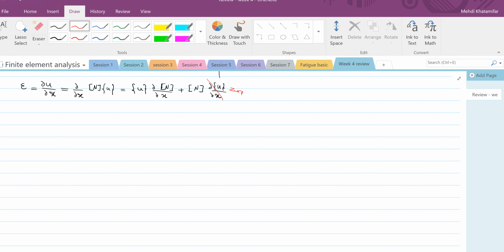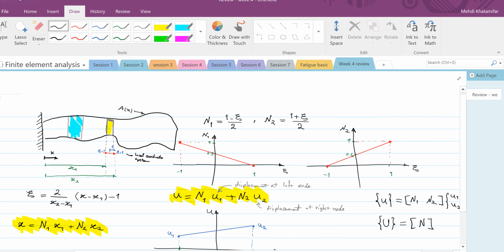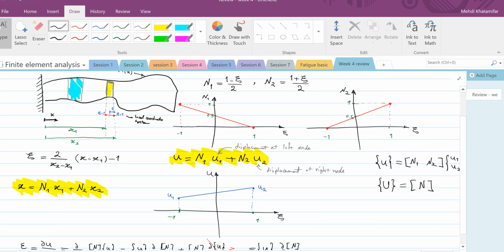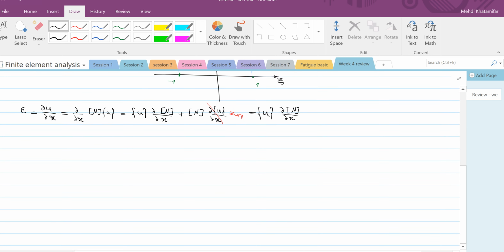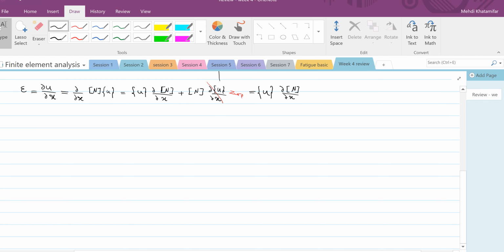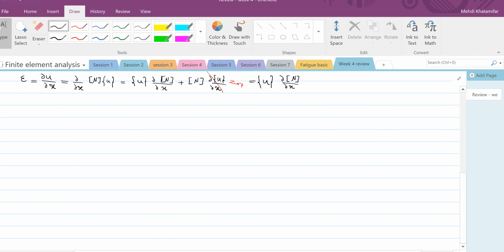So basically, this is going to be vector u, which is the displacement value for left and right side, times derivative of N with respect to x. And we know N formula was a function of eta, not x. That is why we need to change that x to eta. How am I going to do that? Let me show you.